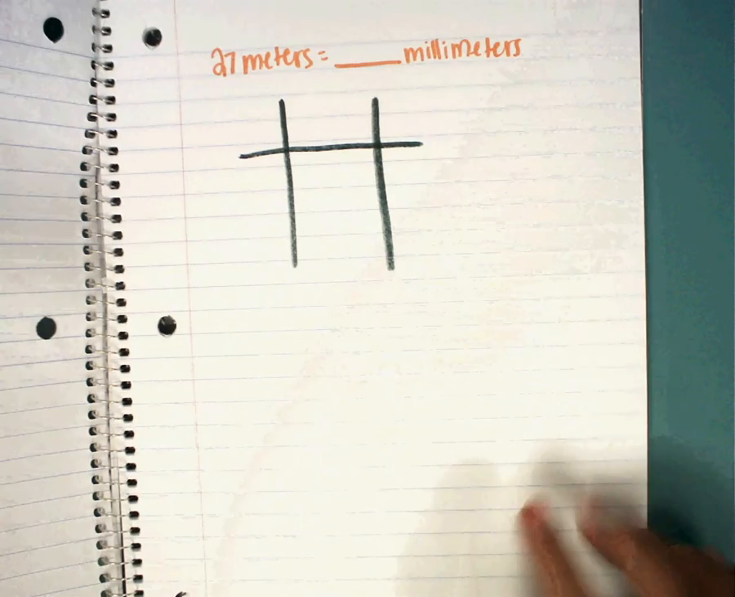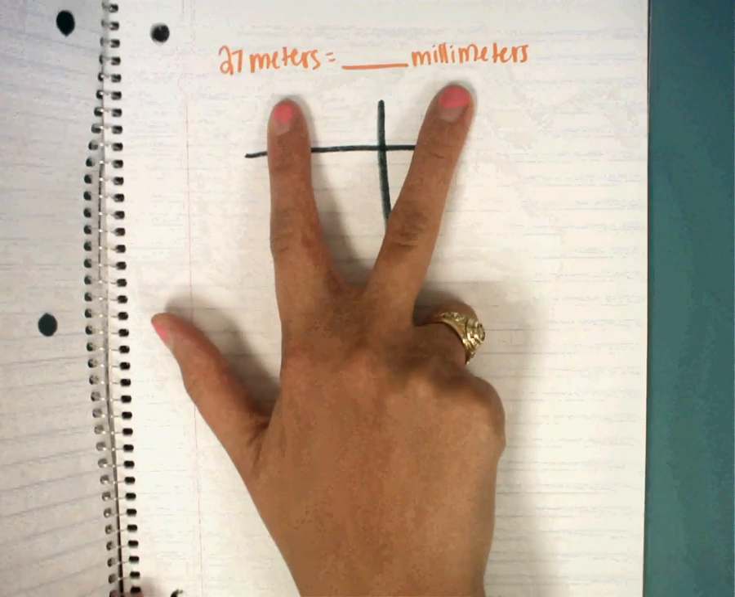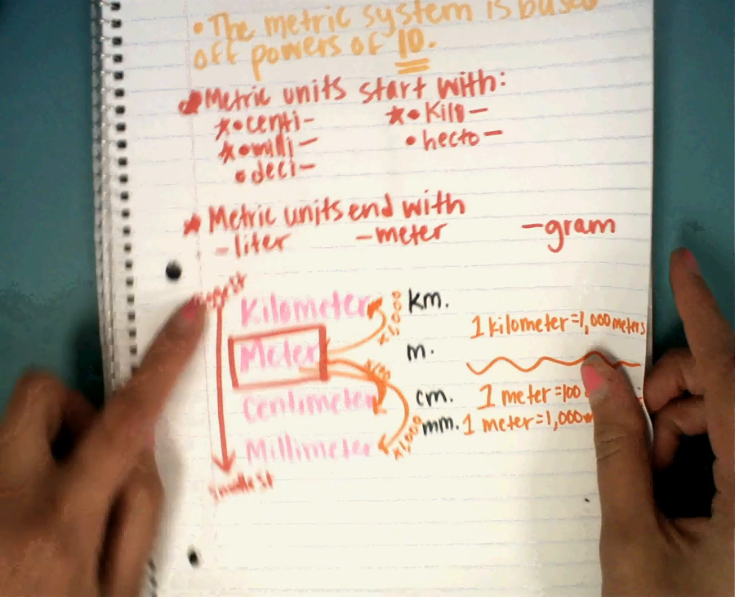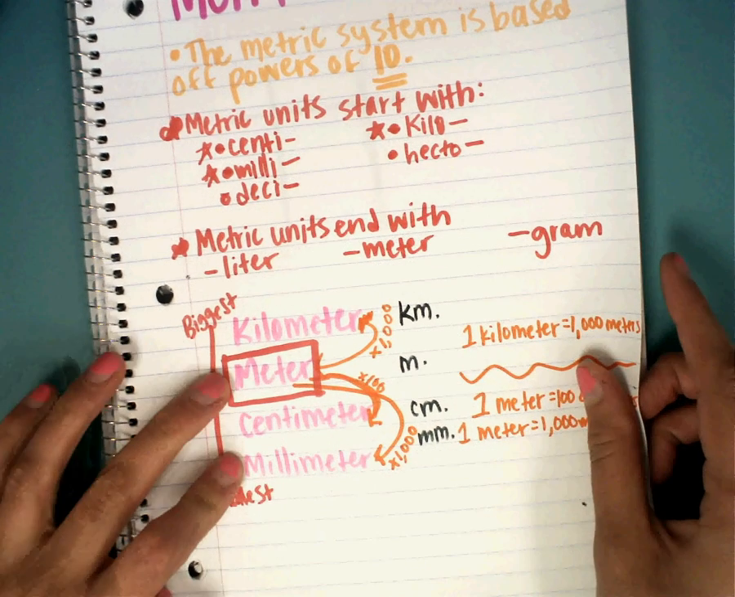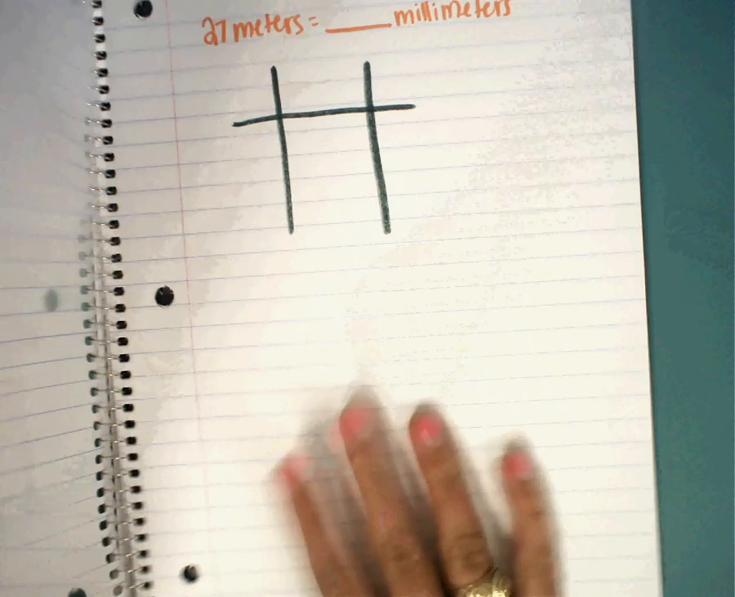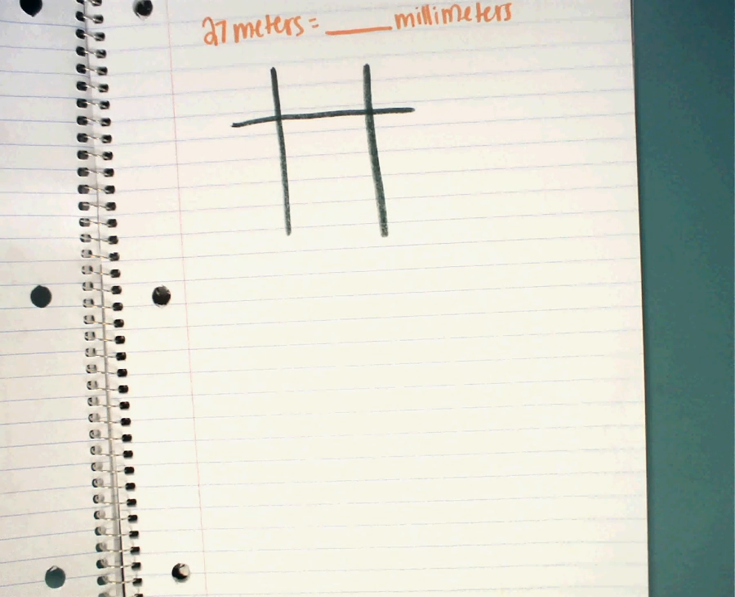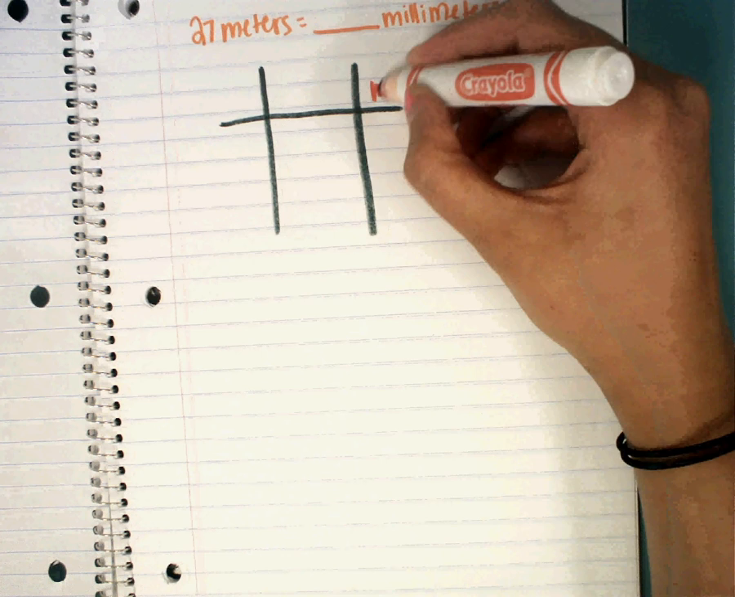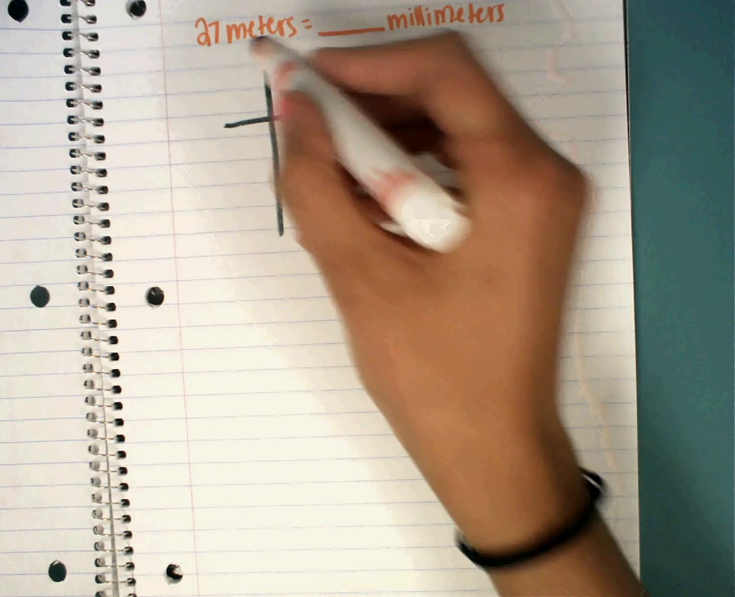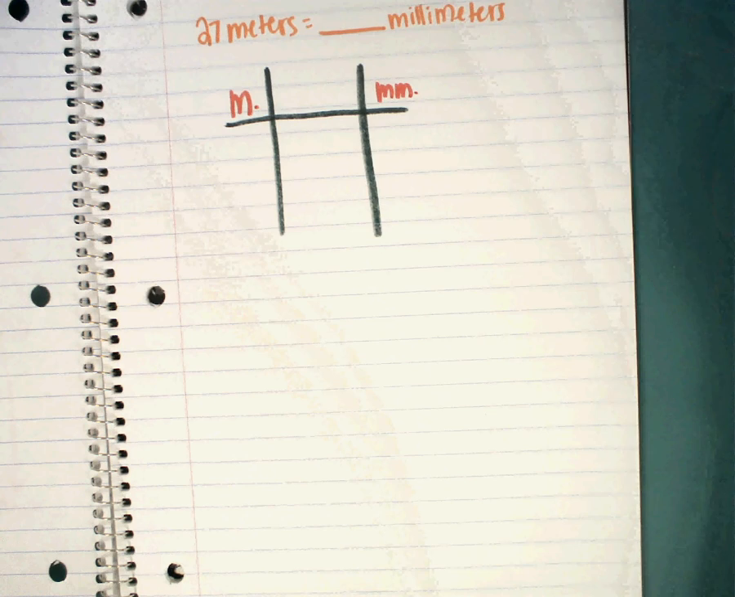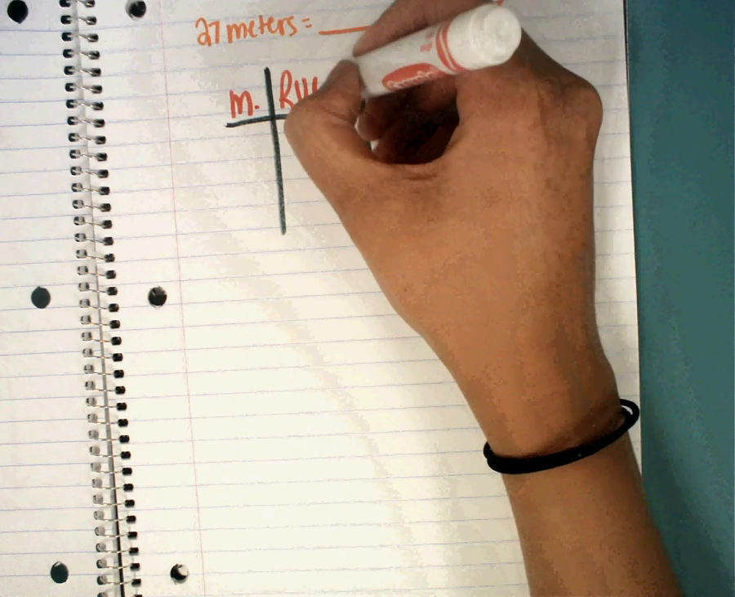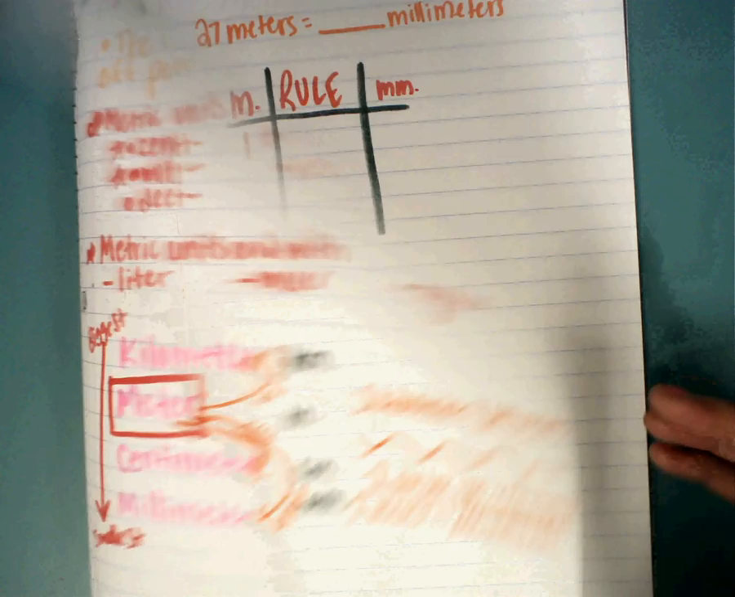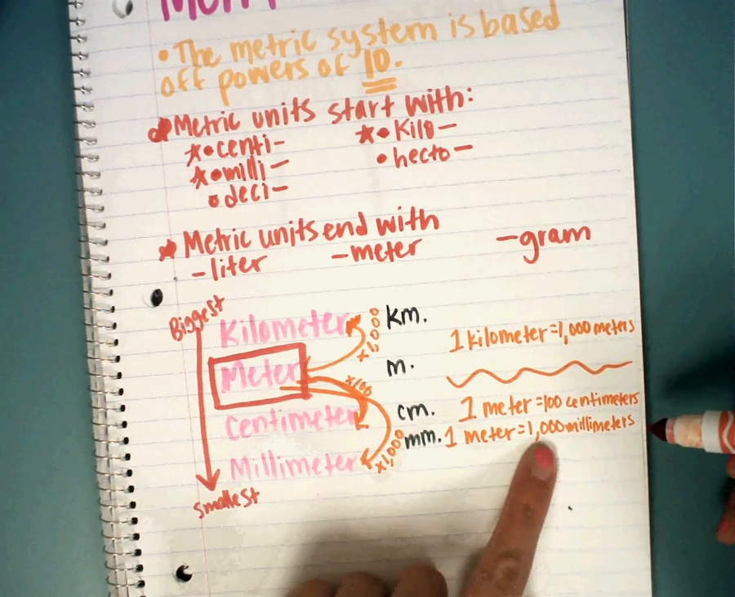So, if I'm converting from meters to millimeters, well, which one's bigger, a meter or a millimeter? Let's refer back to our journal entry. I see that this is the biggest and this is the smallest. Well, is a millimeter bigger or smaller than a meter? It is smaller. So that is going to come in handy in just one second. But what am I trying to find? I'm trying to find millimeters. So that's going to go on the right, millimeters. And I'm given meters, so that goes on the left. Rule goes in the middle. We just said that meters was bigger, so meters gets the 1. How many millimeters are in a meter?